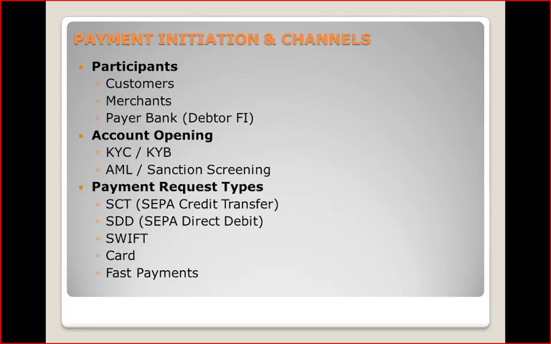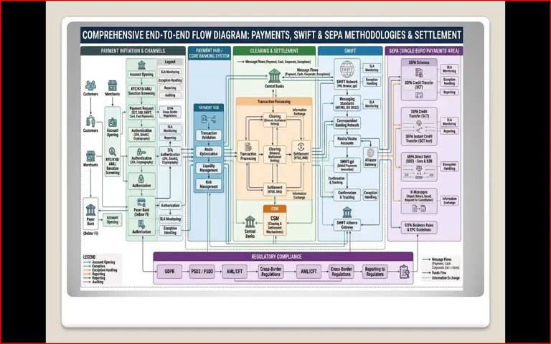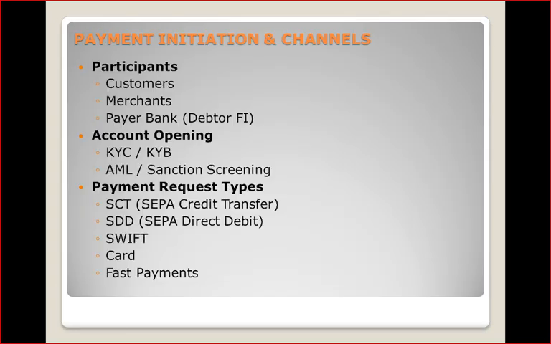Okay, this one. Now I have just now explained this diagram. So this is part of this diagram only. I will try to skip something which I have not explained, otherwise I will explain. We have discussed the first part. We are using initiation channel, customer, merchant, and payer bank. We are doing account opening also, KYC, AML check.